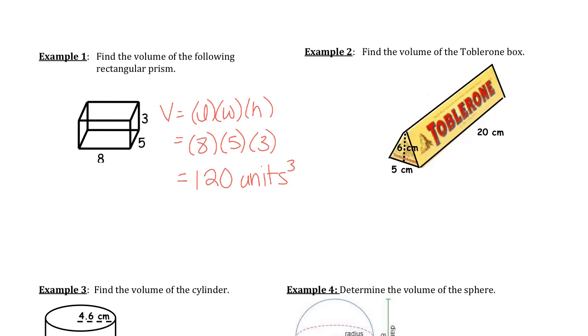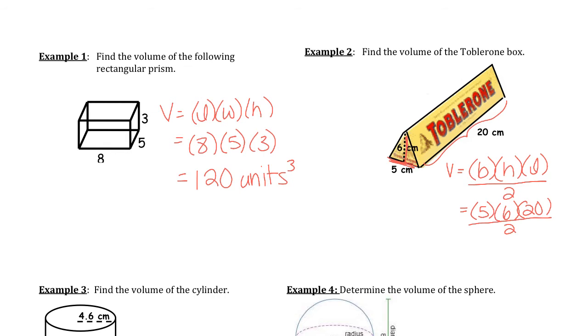Okay, so now we're going to find the volume of this Toblerone box. So this is a rectangular prism. So my volume for this one will be my base times my height times my length, all divided by 2. That's how I'm going to do it. And so my base of the triangle and my height of the triangle are 5 and 6. So 5 times 6. And then the length of that Toblerone bar is 20. And then I would divide that all by 2. So I punch that into my calculator and I get 300 centimeters cubed.